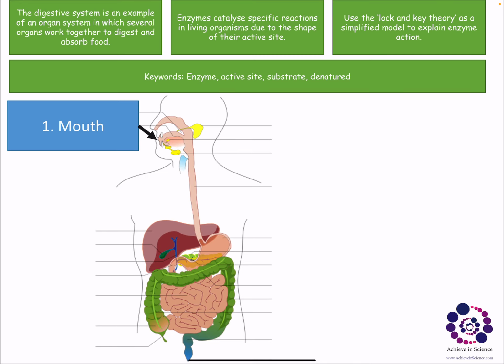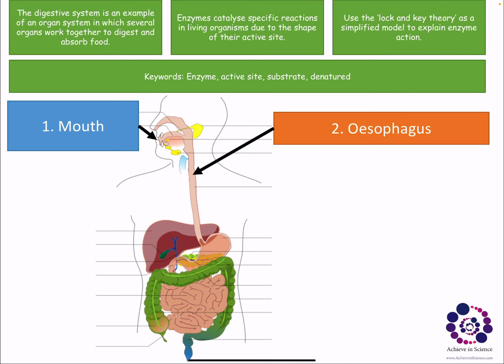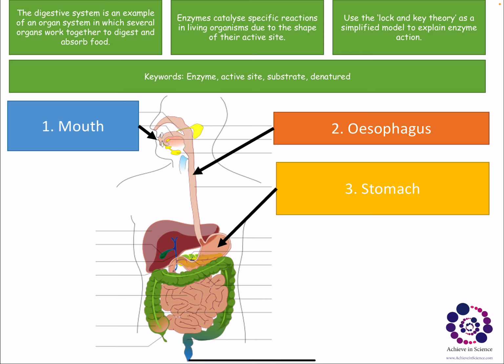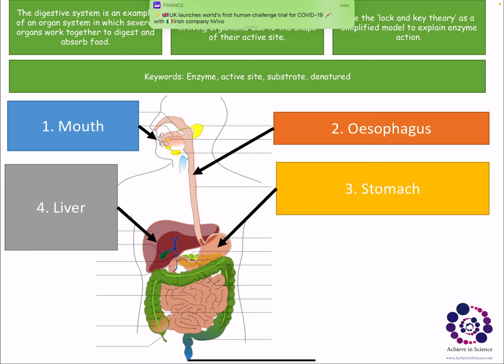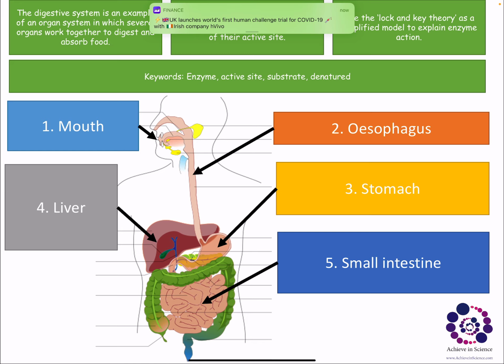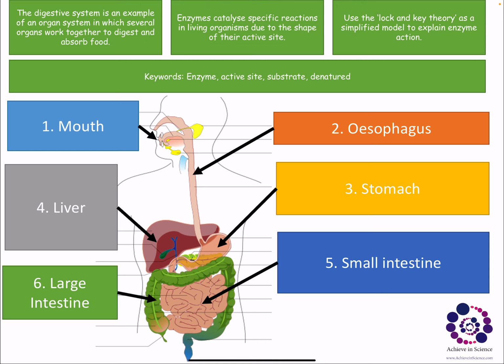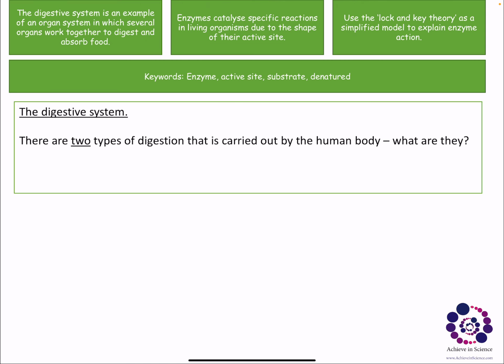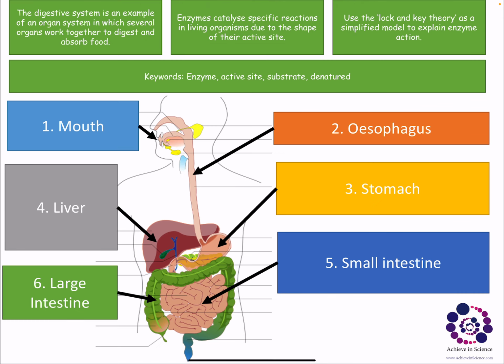So the mouth, the esophagus, the stomach, the liver, the small intestines, the large intestines. The mouth is where the digestion starts. The esophagus is a tube that pushes the food down using peristalsis. Stomach, where digestion continues. Don't forget it's got hydrochloric acid. It's got the enzymes in there.